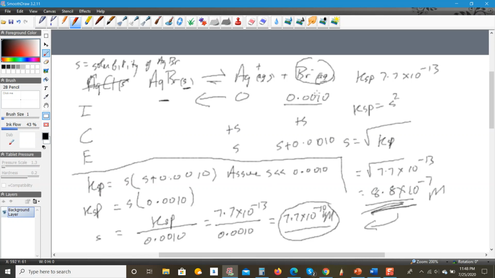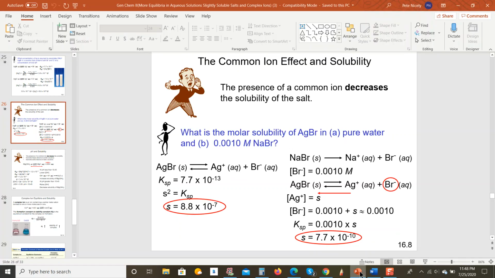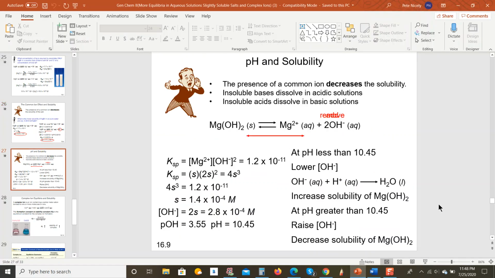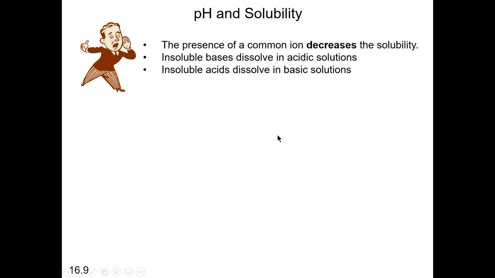Okay, so that's basically how we do a problem of that type. All right, what next? Another important thing that we need to discuss is the effect of pH on the solubility of certain ionic compounds in an aqueous solution. So the presence of the common ion decreases the solubility. That's the common ion effect, right? Insoluble bases will dissolve in acidic solution, and insoluble acids will dissolve in basic solutions.